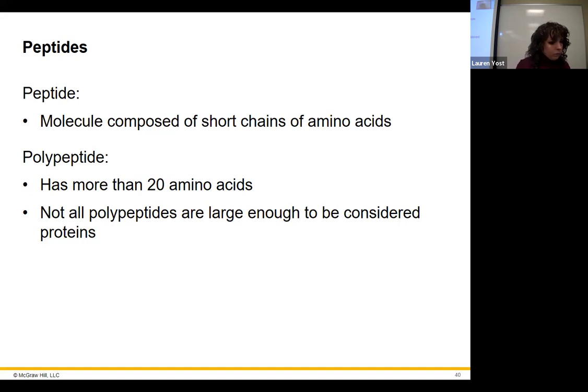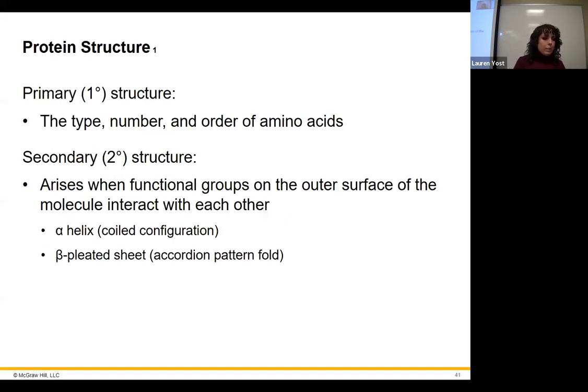So a peptide is a short chain of amino acids, and a polypeptide is a whole bunch, over 20. I'm not going to make you tell me what number, but as long as you know what I mean by polypeptide later on, that's what I need you to understand.